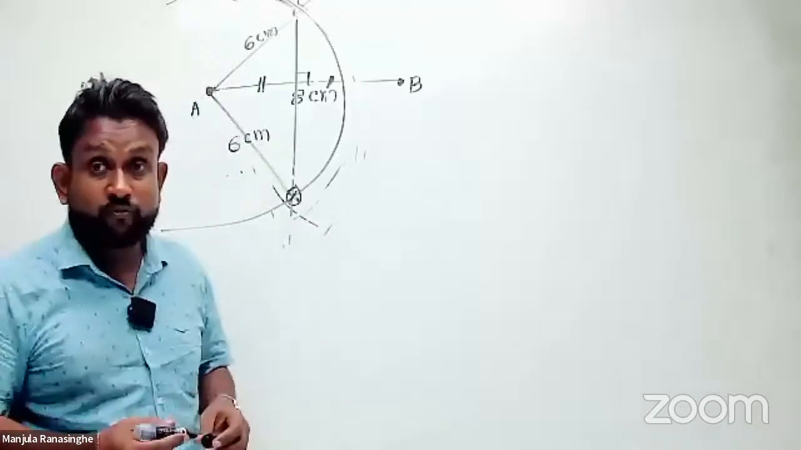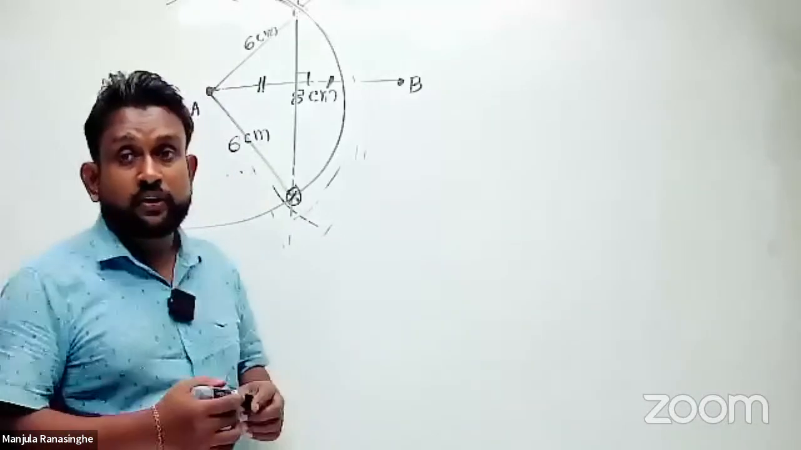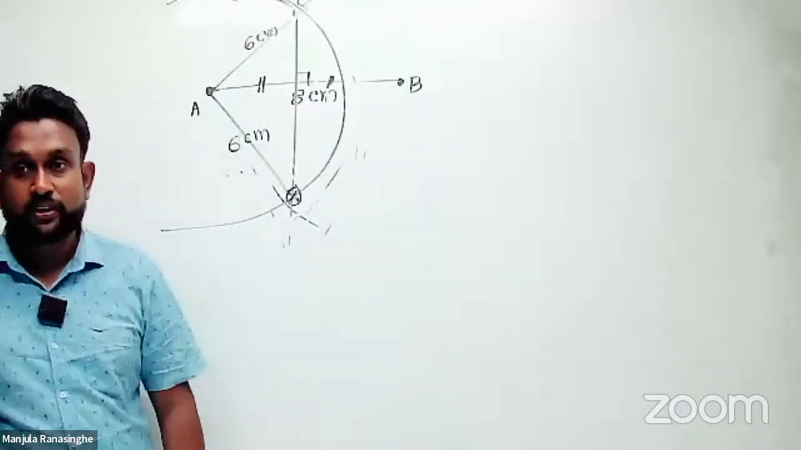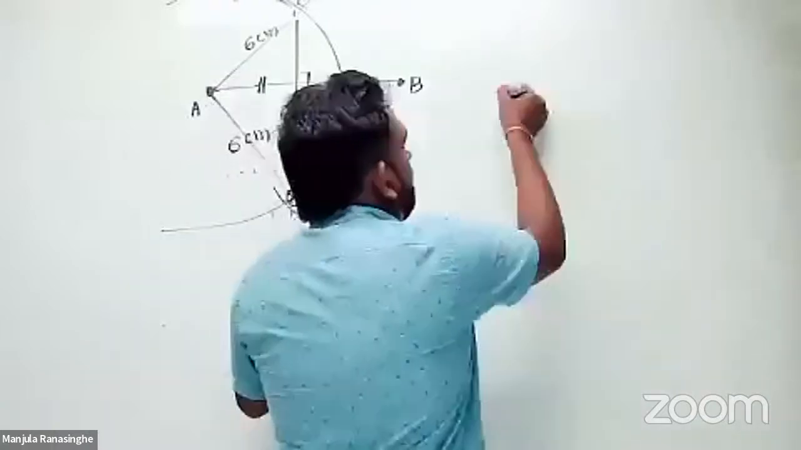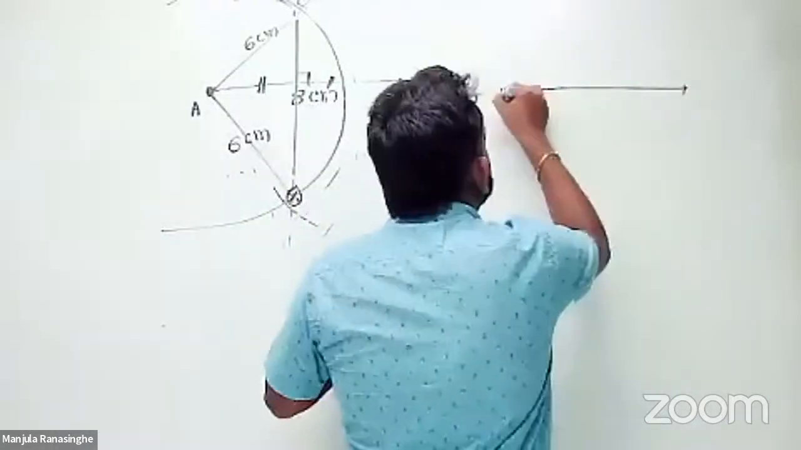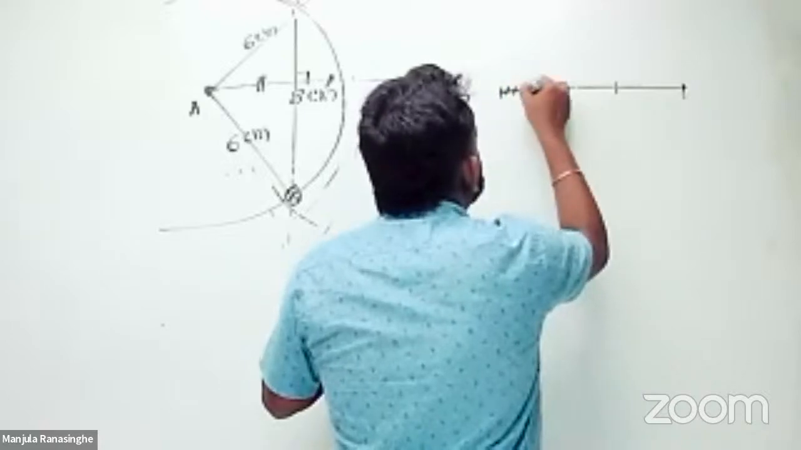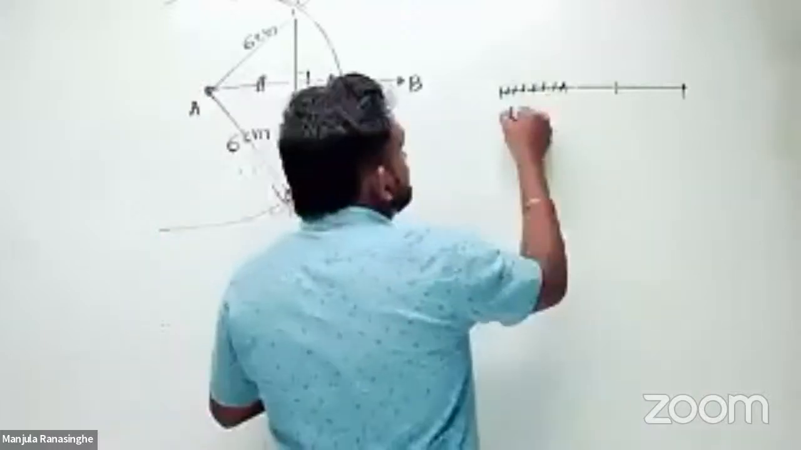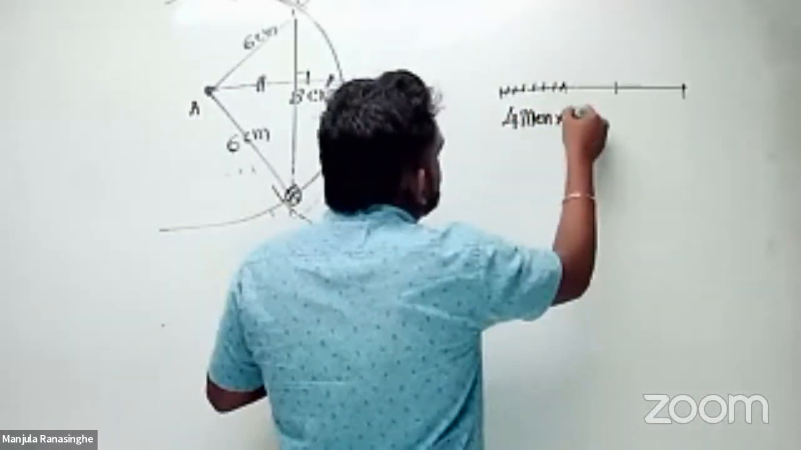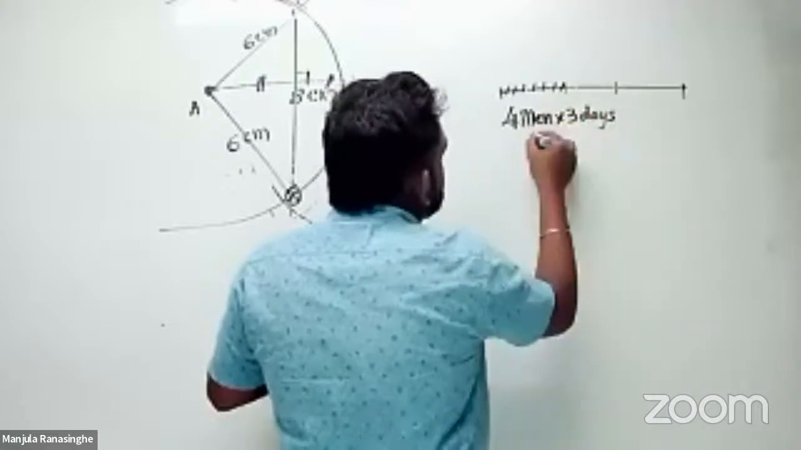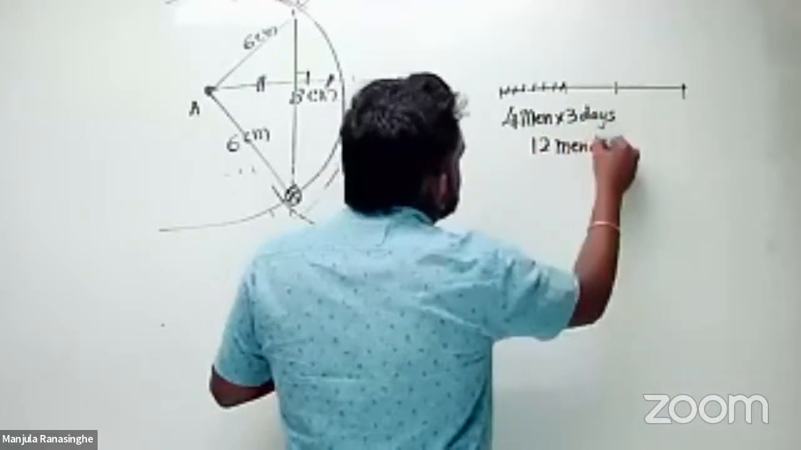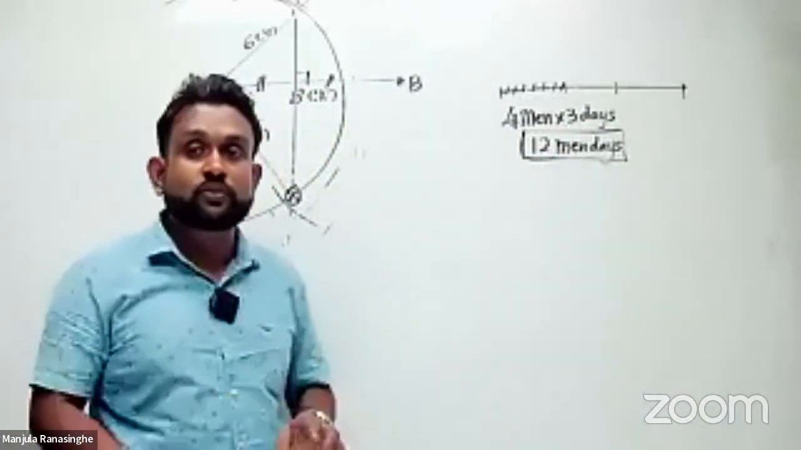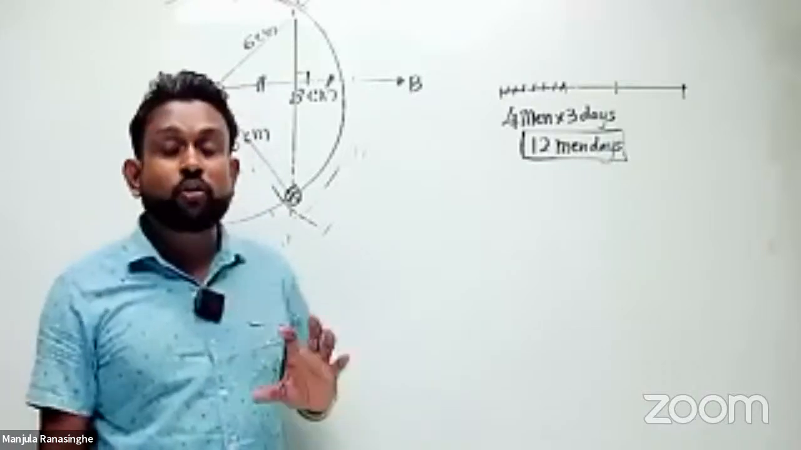4 men can dig 1/3 of a flute within 3 days. When you divide into equal three parts, this part can be completed by 4 men within 3 days. 4 men, 3 days means just multiply: 4 into 3, 12 man-days. That is the task done. 12 man-days is 1/3 of the task. Find the total number of man-days needed to dig the whole flute.